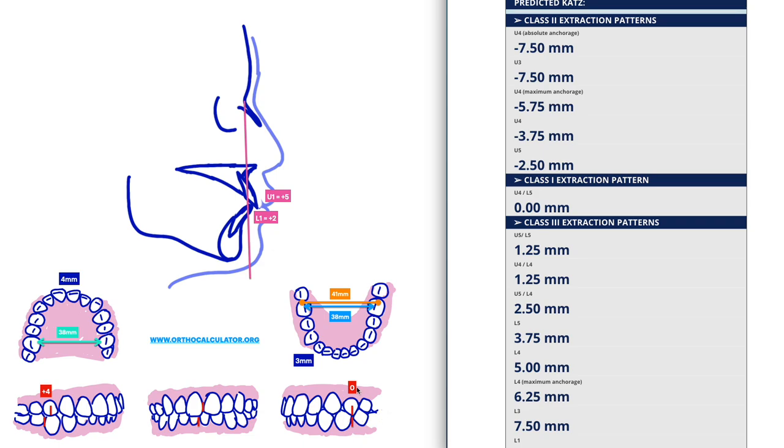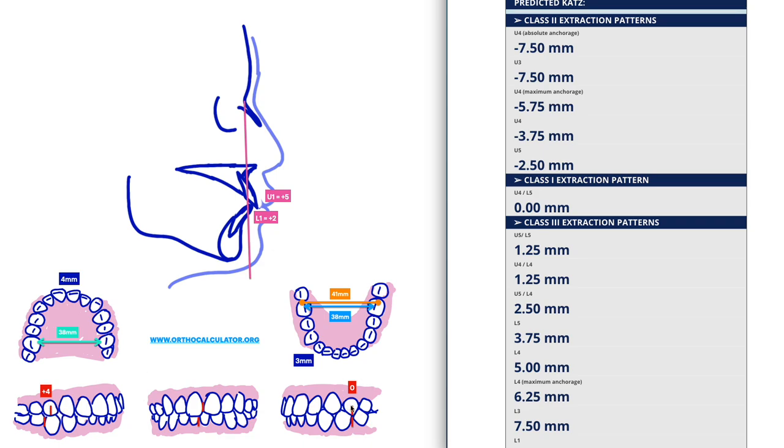This kind of works out really nicely for this case because we're class 2 on the right. If we take out an upper 4, close with moderate anchorage, we'll finish full cusp class 2 here. The canine will come back into class 1. So that would work out nicely.